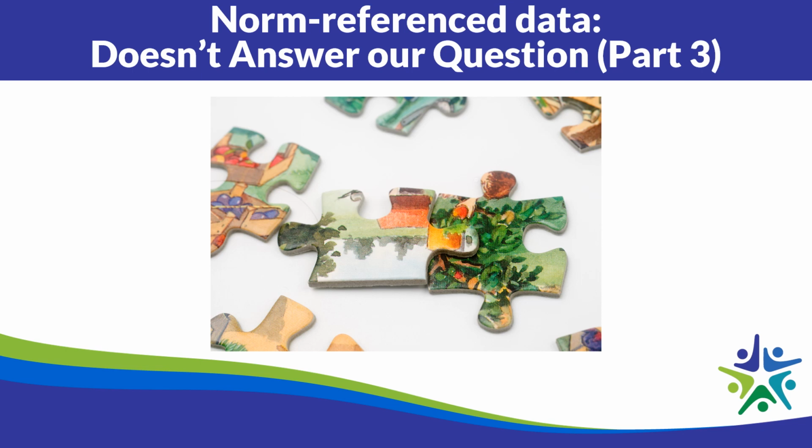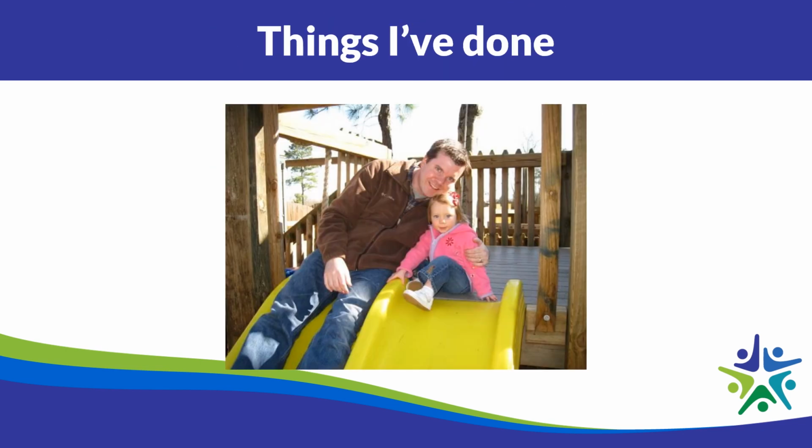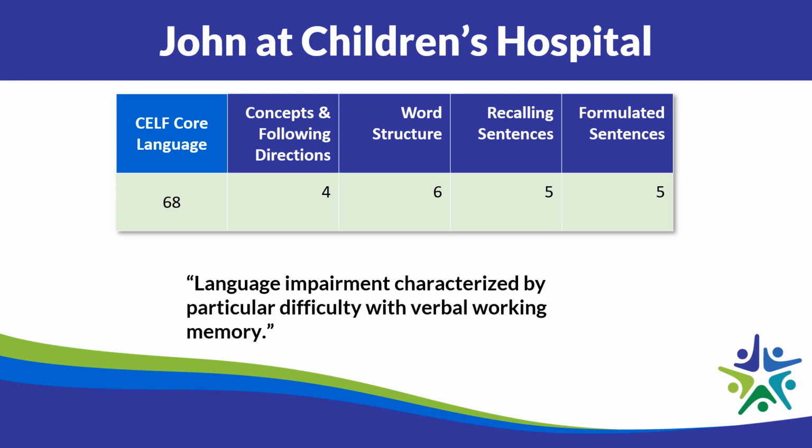So now we're on to our third and final part of today's presentation. What do we do with norm reference data that don't answer our questions, that don't provide a lot of clinically useful information? I'd like to take a look back at the early 2000s, when I was doing more regular evaluations. When I was at Children's Hospital, I did a lot of evaluations on middle school and elementary school age children, gave a lot of norm reference tests, and this would be a common profile of total scores and subtest scores that I would see. And I would say something like language impairment characterized by particular difficulty with verbal working memory, and came up with that decision by seeing their concepts and directions were fairly low and their recalling sentences was fairly low.